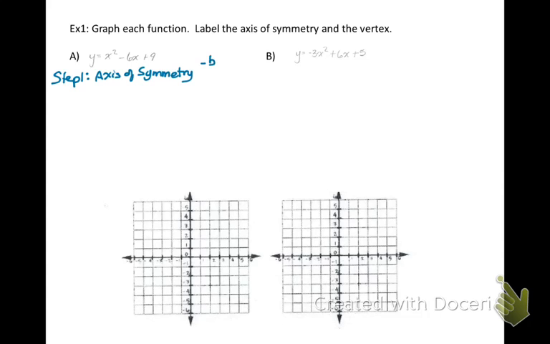Remember, the formula is negative b over 2a. So you're going to plug in, a is the number in front of x squared, b is the number in front of x with a negative attached with it, and c is the number after the x. So axis of symmetry, we'll do negative and then negative 6 over 2 times 1. And so negative and a negative make a positive over 2, and that equals 3. So x equals 3.